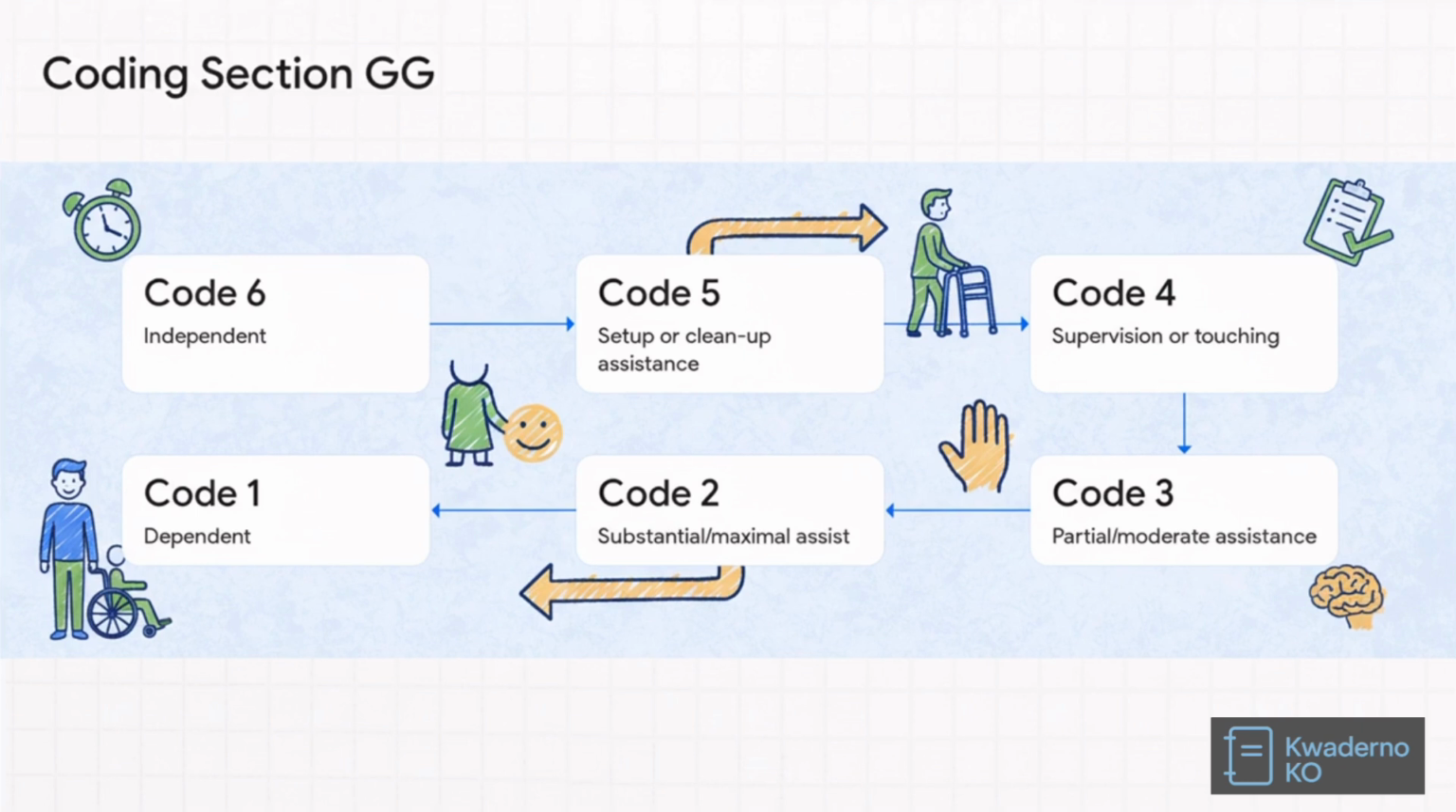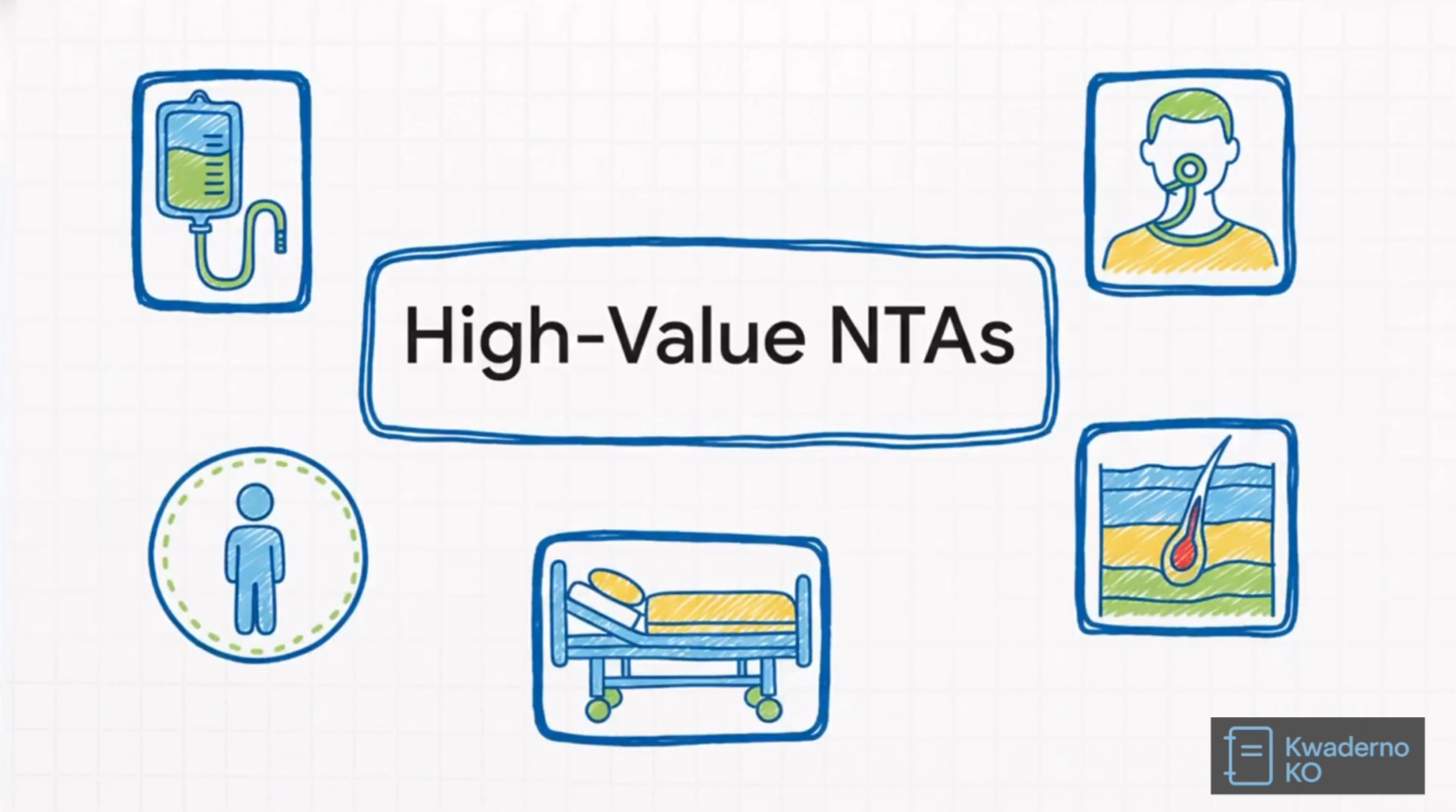Now, beyond just function, the NTA component is where we capture that deep clinical complexity. When you screen for conditions like these, you're making sure the facility gets reimbursed for the expensive resources these patients really need. Think about it. A patient with a BMI over 40 needs special equipment. A patient with an IV needs skilled observation. Capturing this stuff is vital.